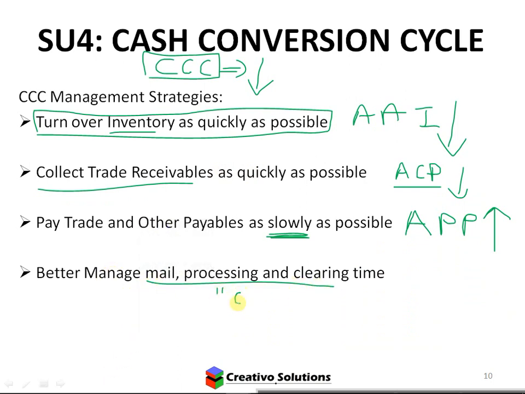And then the last one here was better manage mail processing and clearing time. This is all the operations. This is the efficiency. Because at the end of the day, certain things are within your control, certain things are outside of your control. You would be able to manage the processing and clearing time. So maybe it takes too long to get stock into the factory. Those are operational things that could help the cash conversion cycle.